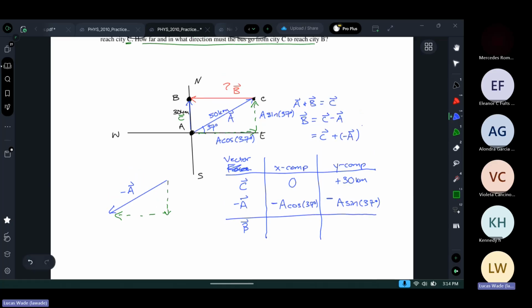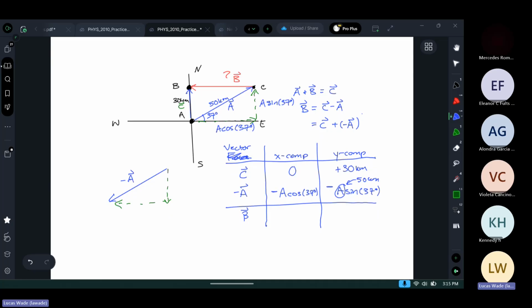And A itself, the magnitude or length of this vector, is 50 kilometers. But once I get to this point, it's pretty much just like any other vector addition problem. I add down the columns. I don't have to subtract because I already took care of that by using negative A. And then I'll get some numbers here.